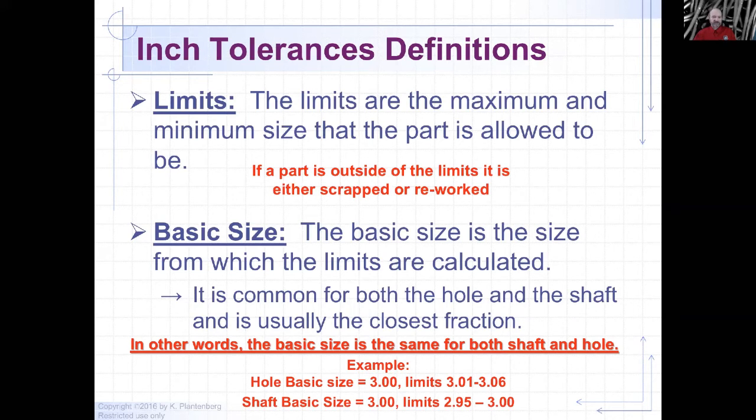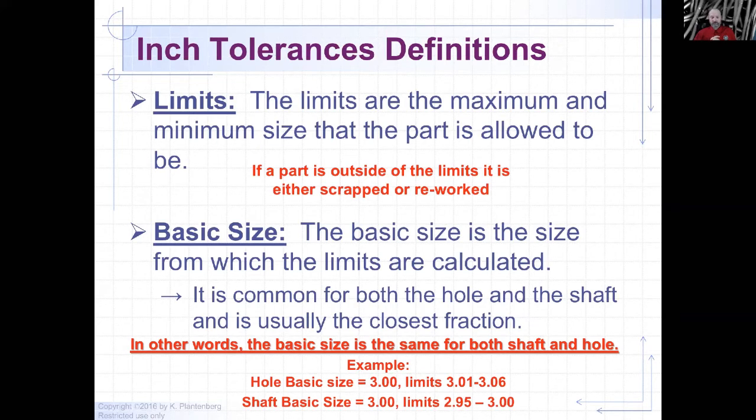Okay, so basic size, so those are the limits, right, how big and how small. Basic size is what you're shooting for. Okay, so you remember that previous tolerance, you had 10 plus 0.2 and minus 0.1, right? Or maybe it was the other way around. So that was an asymmetric tolerance, but you're really shooting for 10. That's the basic size, okay? So it's common for both the hole and the shaft to have the same basic size, right? So in other words, the basic size is the same for the shaft and hole.